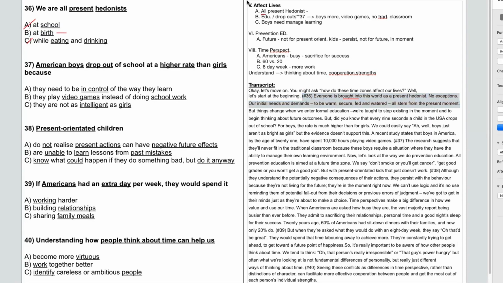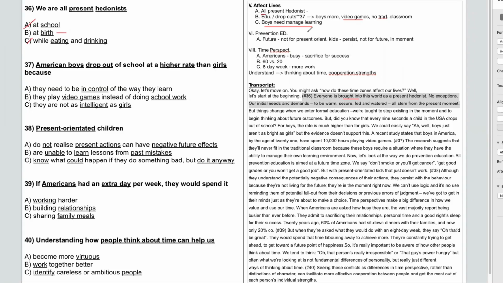We will check our notes, and we're looking at education, dropouts, and so I have number 37 here. Now it says, boys play more video games, and that just doesn't fit well in the traditional classroom. And then this last phrase here, boys need to manage learning. So even though we have video games, which is a keyword that we underline in B, this isn't necessarily the reason why the American boys drop out of school at a higher rate. The speaker said that it was because they need to manage their learning.